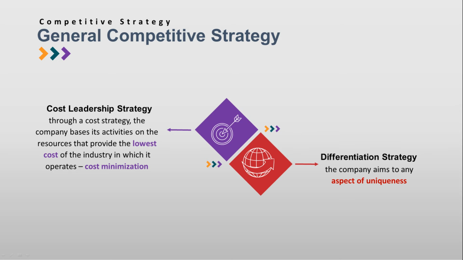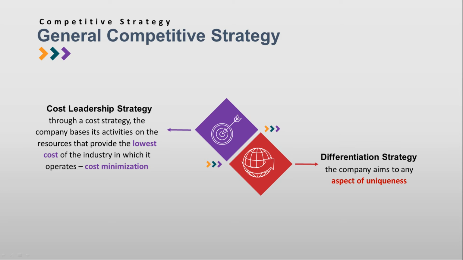In the cost leadership strategy, the company bases its activities on the resources that provide the lowest cost in the industry in which it operates. The ability to effectively manage the resources allows the company to achieve the lowest cost in its branch of activity and at the same time gain a sustainable competitive advantage.